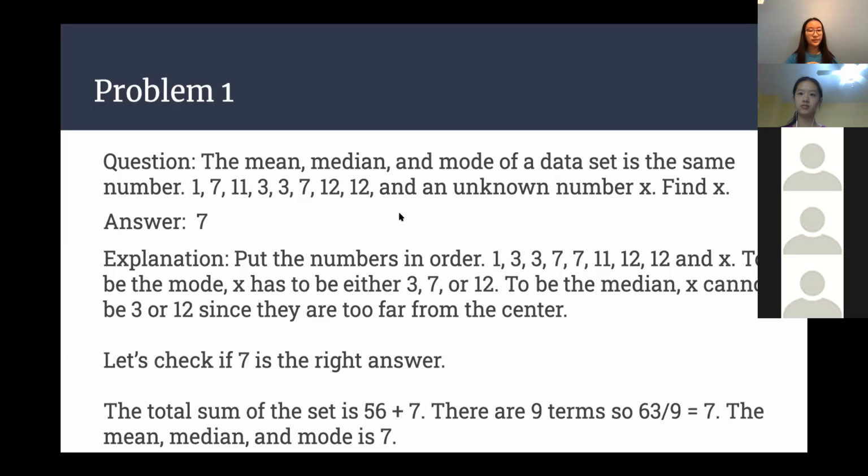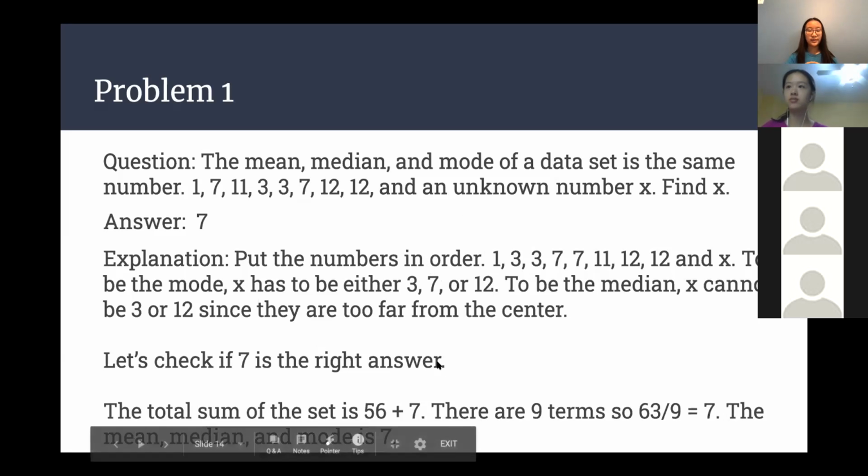And since the median has to be the number in the center, you can already see that 12 is too far off to be the median. And 3 is also a bit far, but 7 is right in the center. So that seems like a likely choice for x. And you can check to see if that's the right answer.